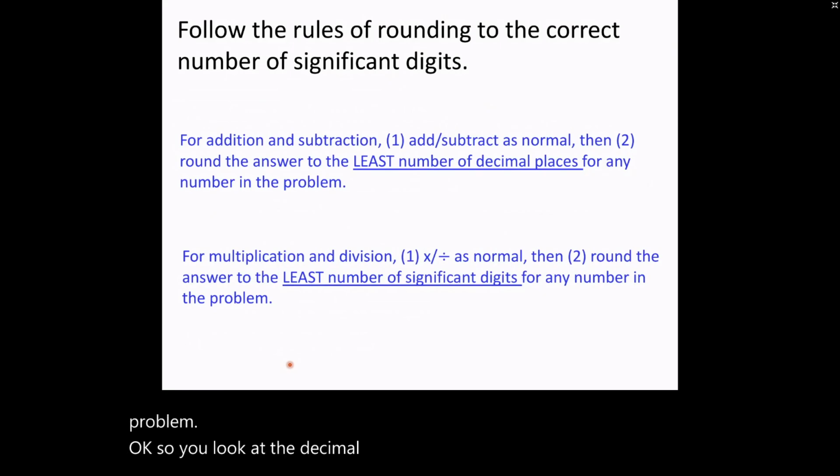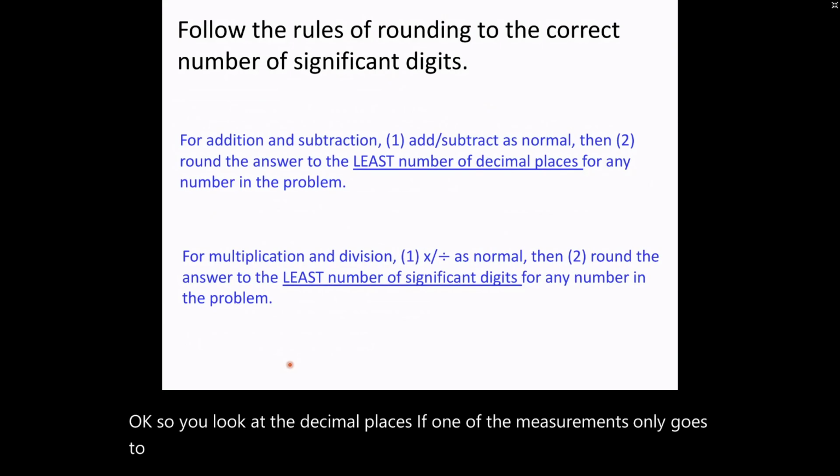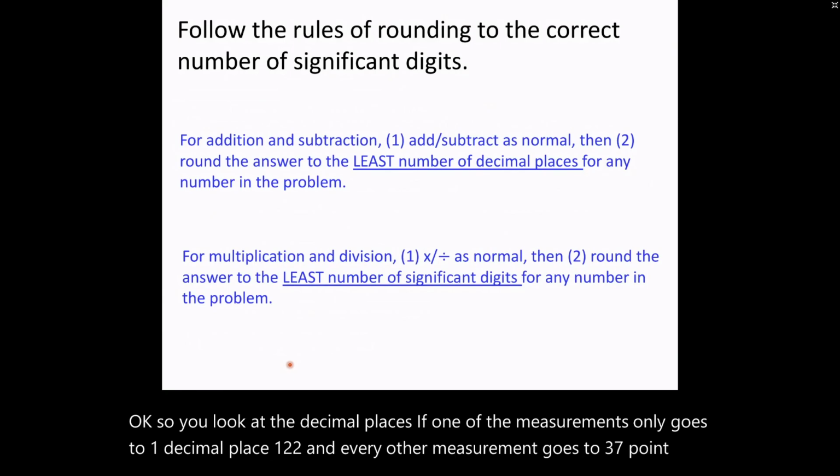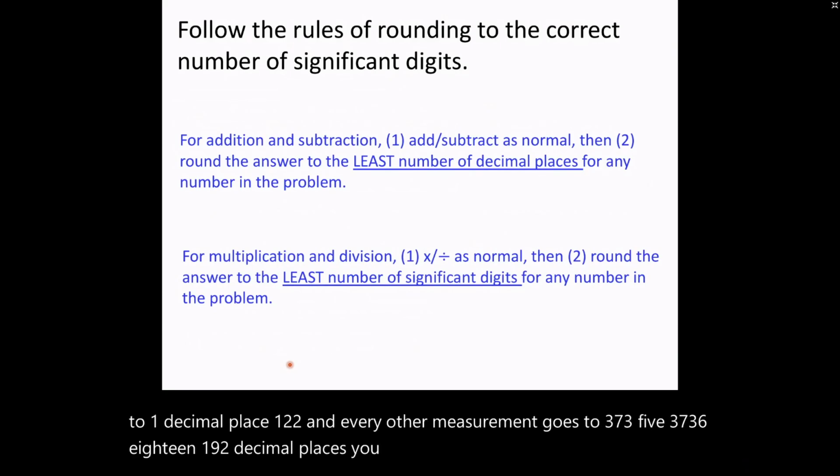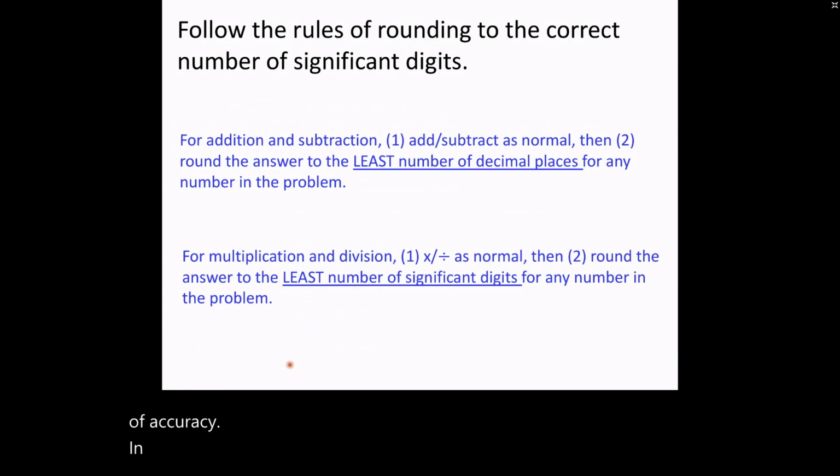If one of the measurements only goes to 1 decimal place, 12.2, and every other measurement goes to 2 decimal places, like 37.35, 37.36, 18.19, you have to use the least amount of accuracy in your average. And so therefore, your average would only have 1 decimal place.